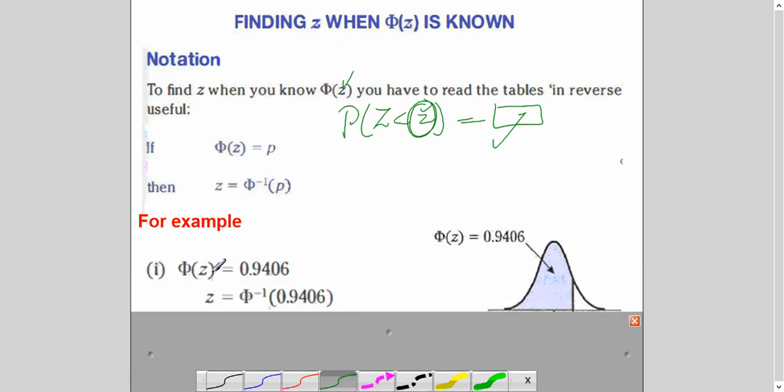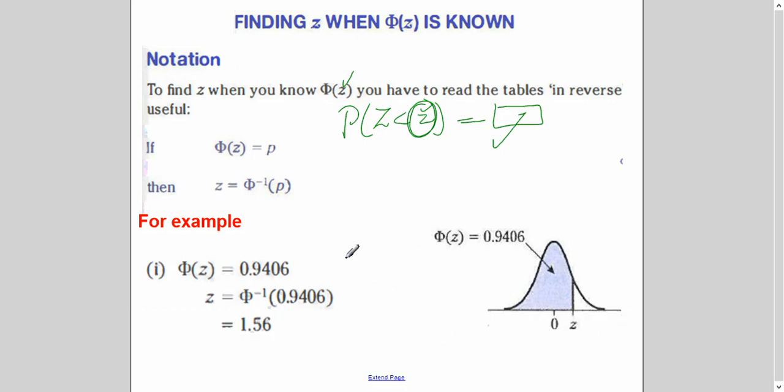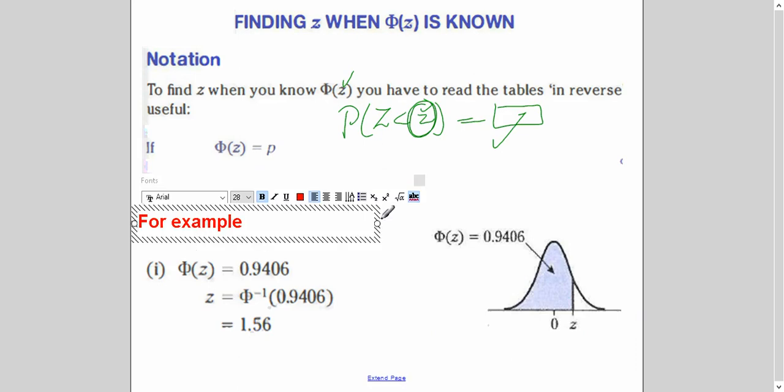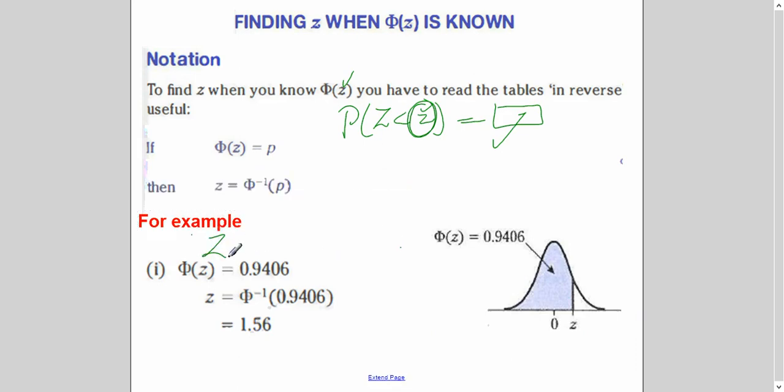For example, phi of Z is equal to 0.9406, so 94%, and this is always read as Z less than Z. That notation gives us a clear hint that we are talking about the left hand side area, which is 94.06%. That's why we have drawn Z on the right hand side of this central value. Okay, so we will see how we read it.